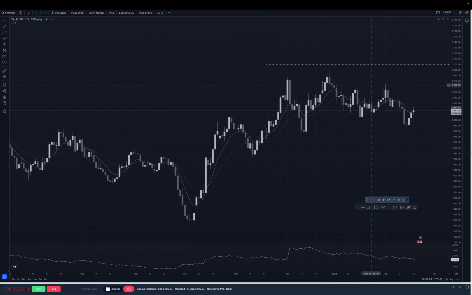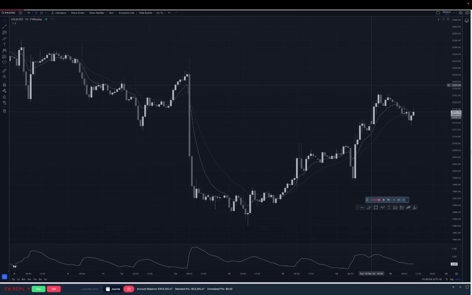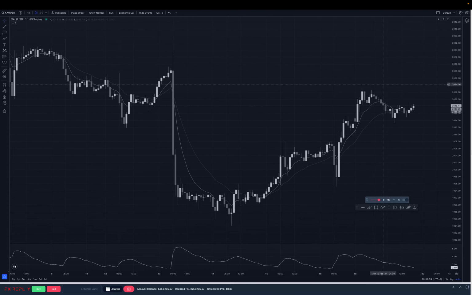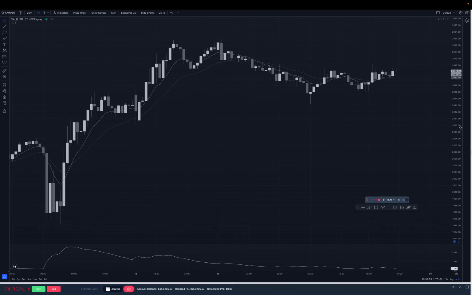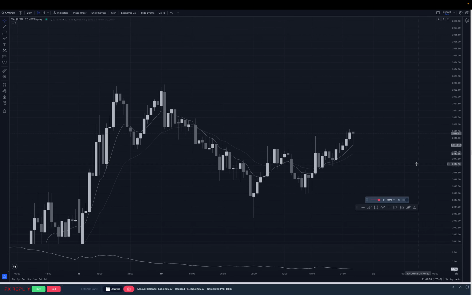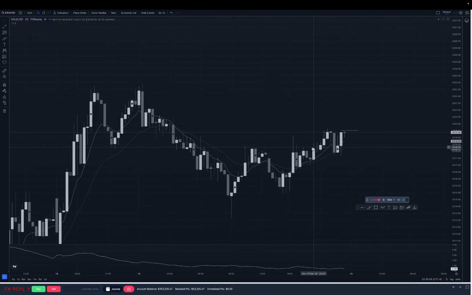So looking at the daily's still kind of in the gutter. 4 hour is doing something. Hourly, waiting for money to come in. Coming in, but nothing yet. Probably on the 20-minute, gonna wait for some valid entries here. First entry is gonna be right over this high.